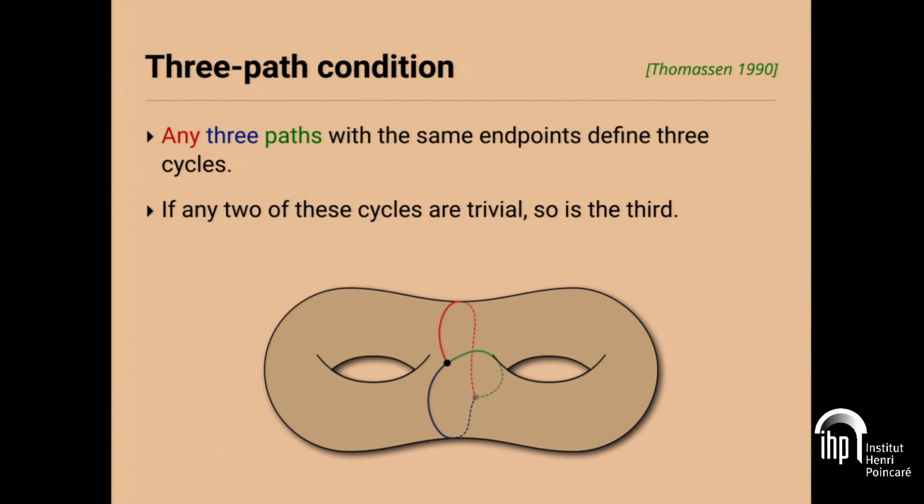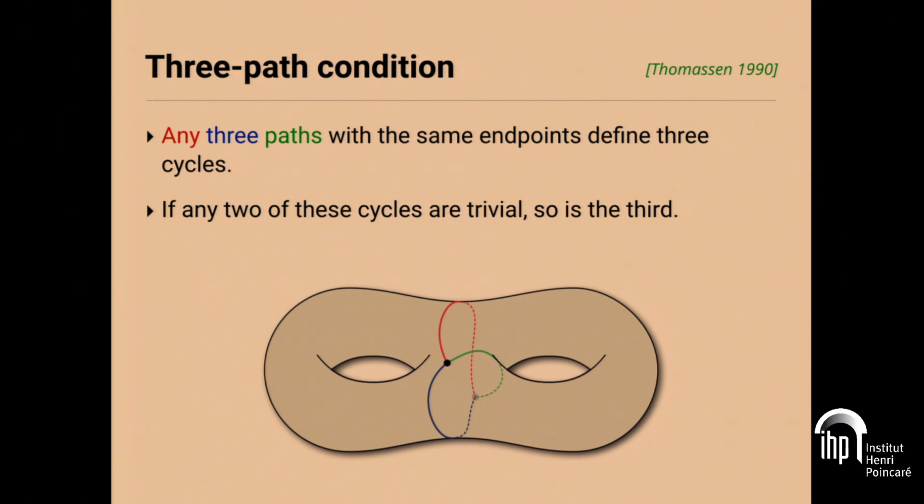So the first algorithmic result for finding these short cycles that I'm aware of is due to Carsten Thomassen. It was published in 1990, which is a little embarrassing that I didn't find anything 150 years older. But Thomassen observed what he called the three-path condition. If you take any 2 points on the surface and find any 3 paths between those 2 points, then if 2 of the 3 cycles determined by these 3 paths are trivial, the third one must also be trivial.